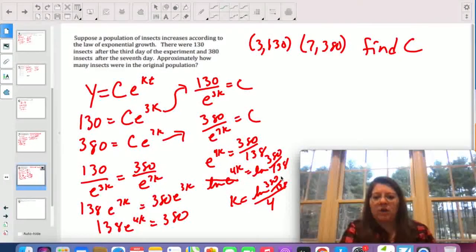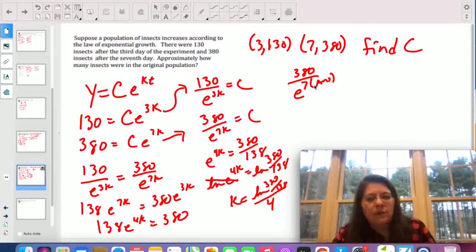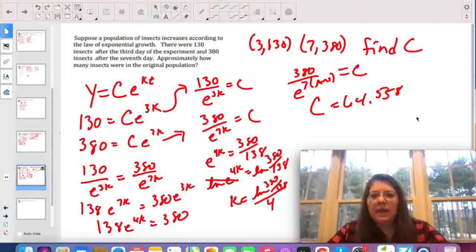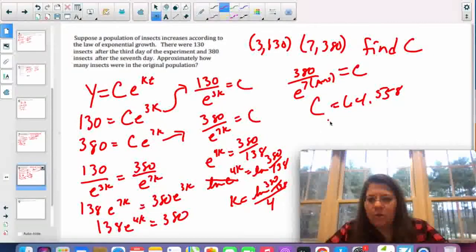Find your k value. In my calculator, I'm going to then put 380 over e to the 7 times that answer. And that will give me my c value, which ends up being 64.558. And I'm going to round to the nearest insect. So that would be c equals 65.